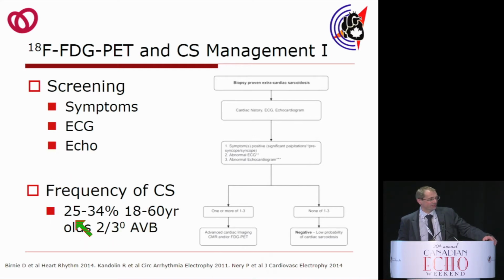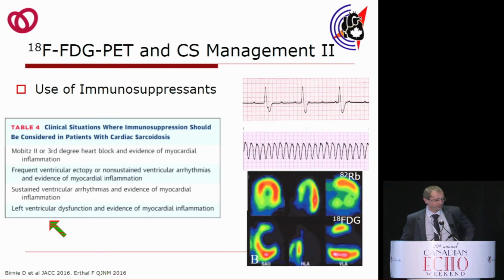In 2 series, what is the frequency of cardiac sarcoid in these young people presenting with heart block for which you've got no other cause? It's between 1/4 and 1/3 of patients who will have evidence of cardiac sarcoid. It also has a role in management.